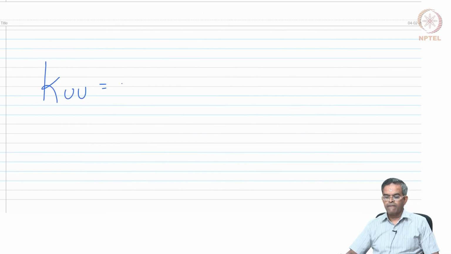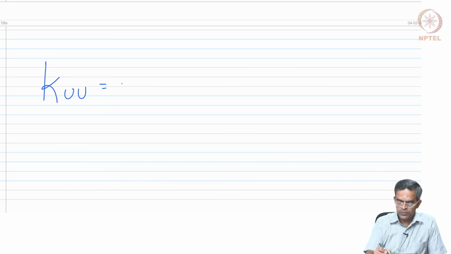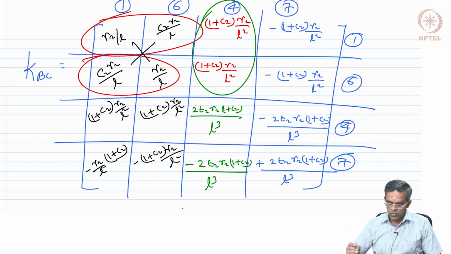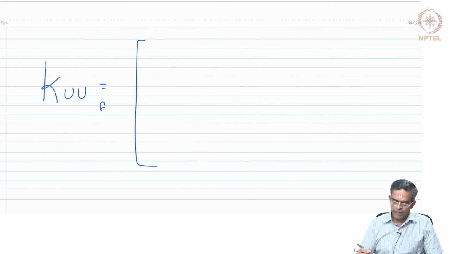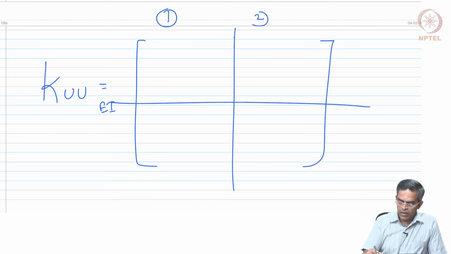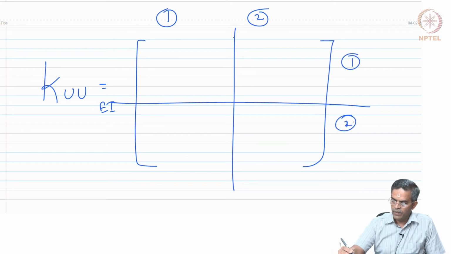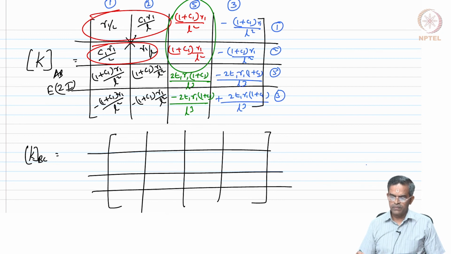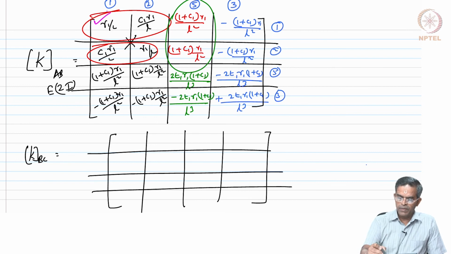Now, friends, let us form KUU. How many unrestrained degrees are there? We have got 2 unrestrained degrees in this problem, 1 and 2. So, I must get EI common, and I must find K11. Let us look at this. K11 is this, which I am just indicating with the pink color.